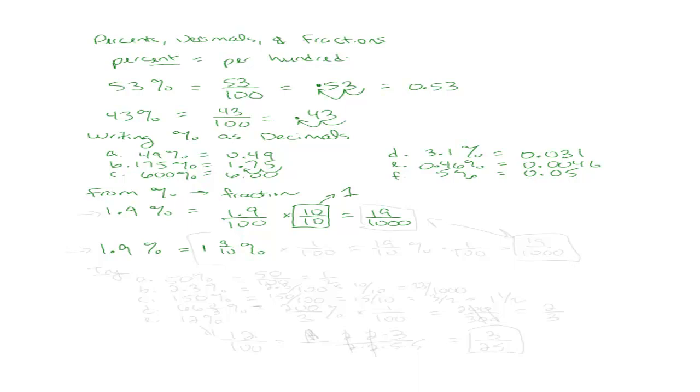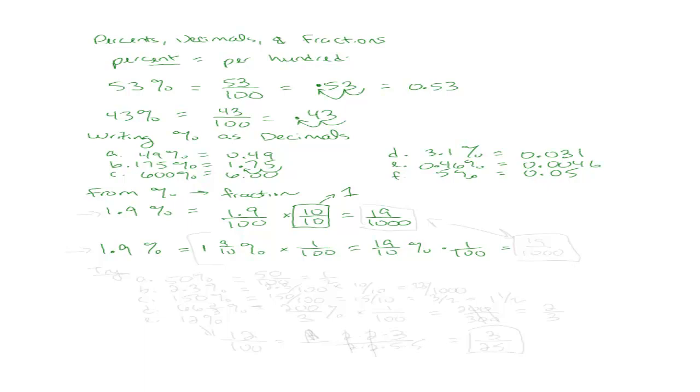Okay? Well, this is the percent. If I want to write it as a fraction, I need to put it over 100. So I can put it over 100 by dividing by 100 or multiplying by 1 over 100. Either way is fine. I can't multiply a mixed number times a fraction unless I convert the mixed number to an improper fraction. If I do that, I get 19 over 10 times 1 over 100.